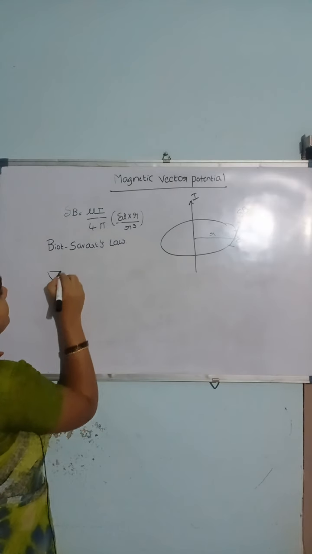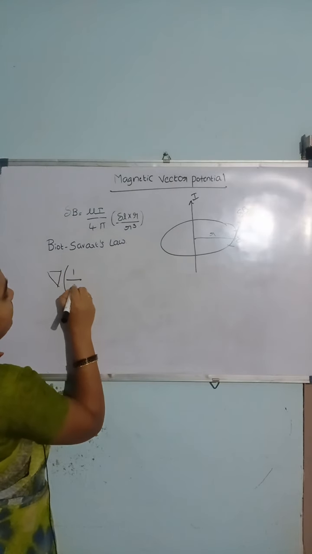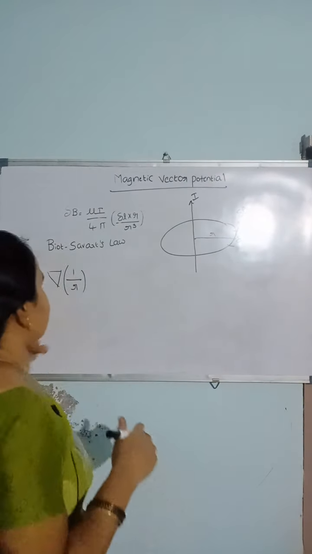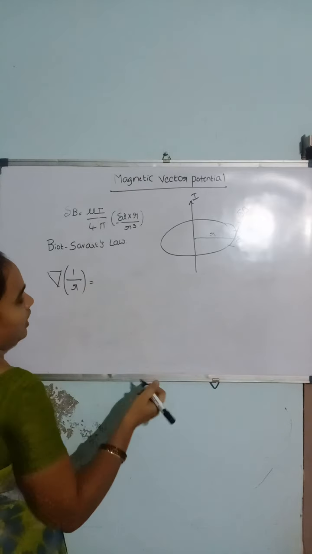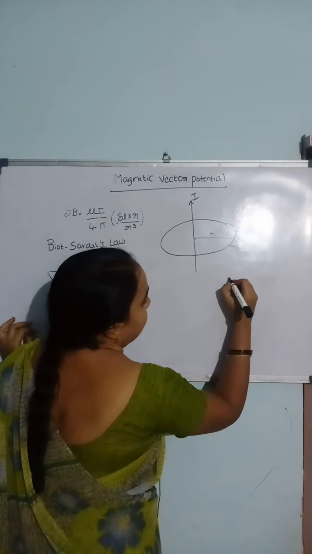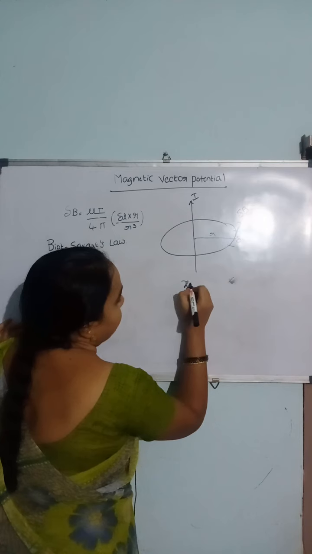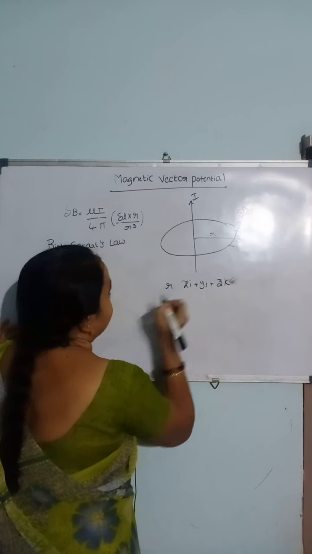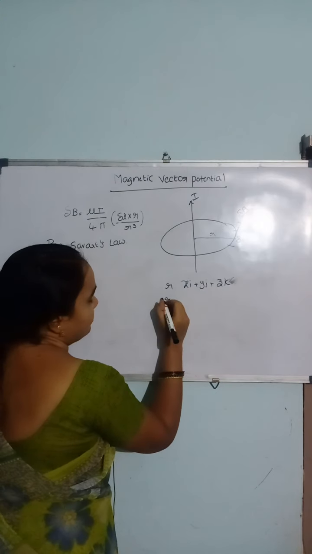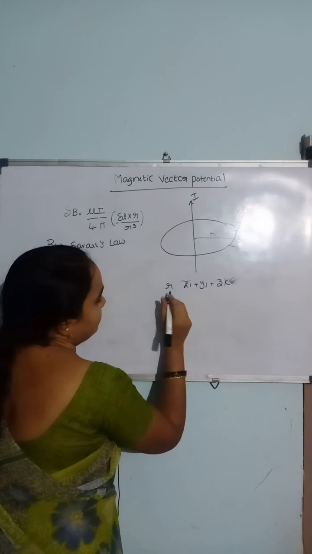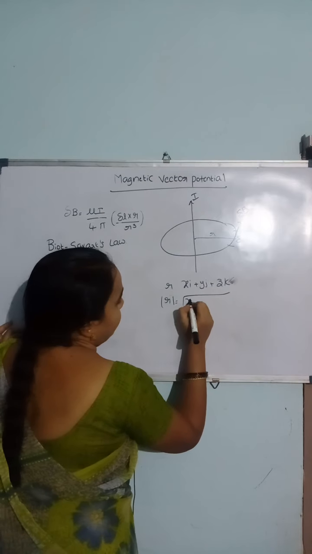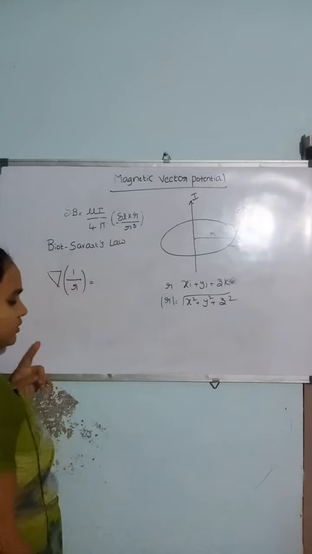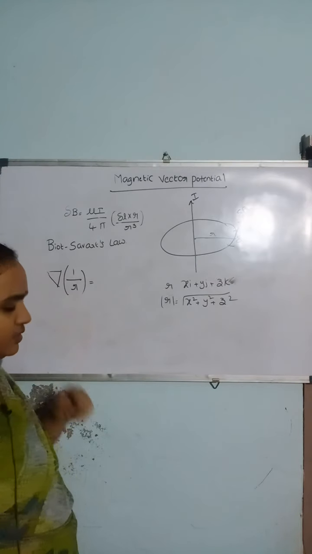Then what is del of 1 by r? In today's class we will derive the magnetic vector potential. So first, r is xi plus yj plus zk. If you calculate the magnitude, what is the magnitude of r? Root of x square plus y square plus z square. So here r is the magnitude.